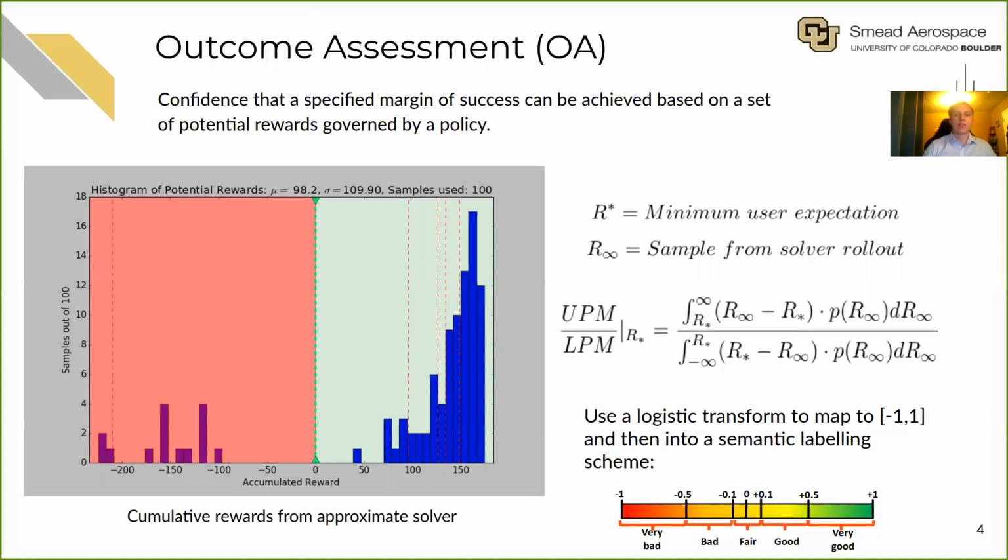What we can do here is construct this UPM-LPM ratio. We consider cumulative rewards that achieve at or above our minimum user expectation, and consider the ratio of those to those which achieve less than our minimum user expectation. In computing this UPM-LPM metric, we can use a logistic transform to map this into the bounds of -1 to 1, and then finally into a semantic labeling scheme shown at the bottom between very good and very bad, such that we can provide a confidence statement at the end saying our confidence of the autonomous system's confidence in achieving this R star at a minimum is one of these semantic labels.